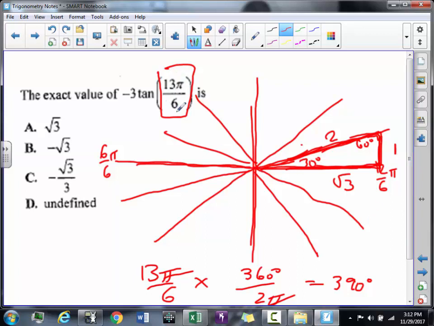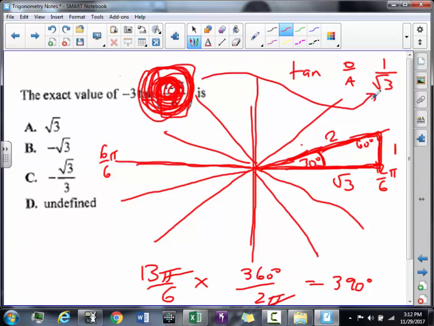Okay, so now that I know what the angle is, the next question is, what happens when you want the tan of that angle? Well, isn't tan supposed to be opposite over adjacent? What's the opposite of this reference angle right here? Okay. What's the adjacent? Okay. So that means I can now replace this whole mess that I'm going to scribble out here with 1 over root 3.